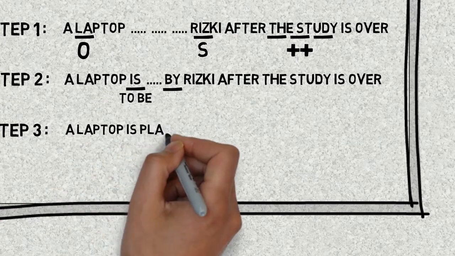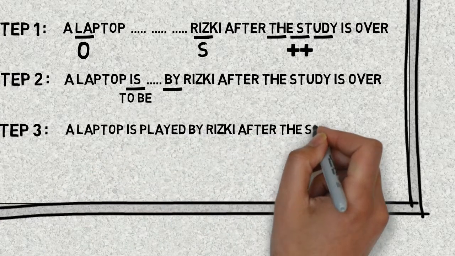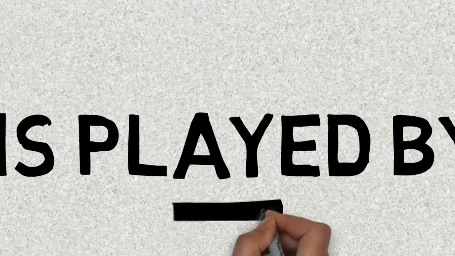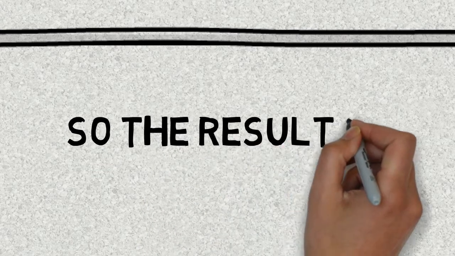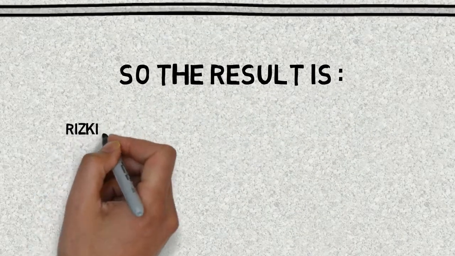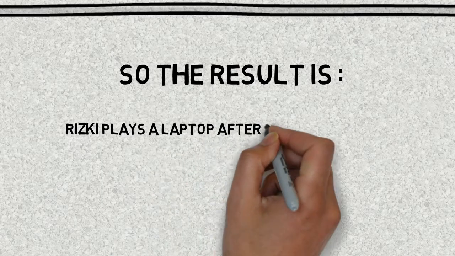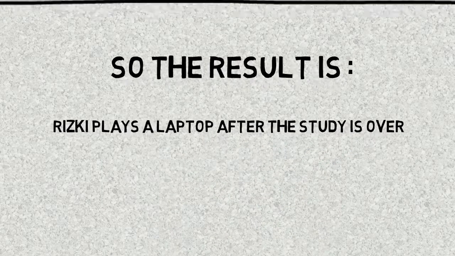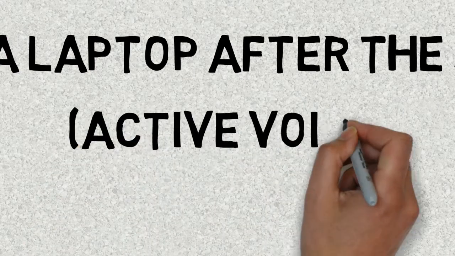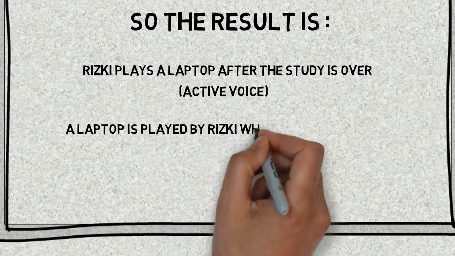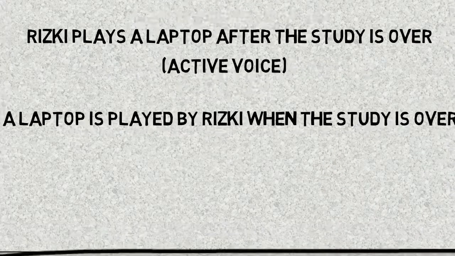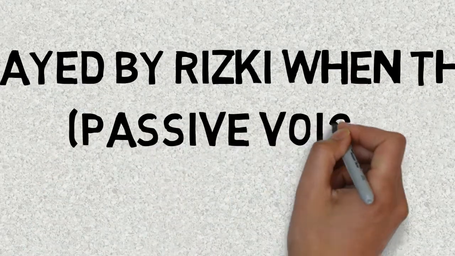And step 3: a laptop is played by Rizky after the study is over. Played, change it into a verb 3. So the result is Rizky plays laptop after the study is over. It's an active voice before we change it into a passive voice. Then we got a passive voice like a laptop is played by Rizky when the study is over. Yes, it's for the passive voice.